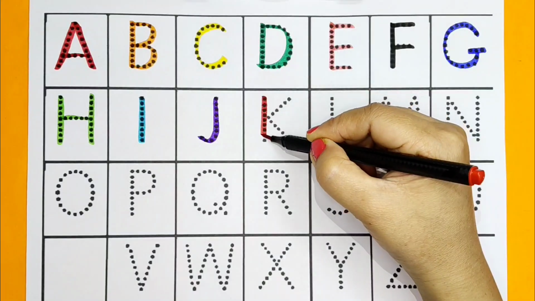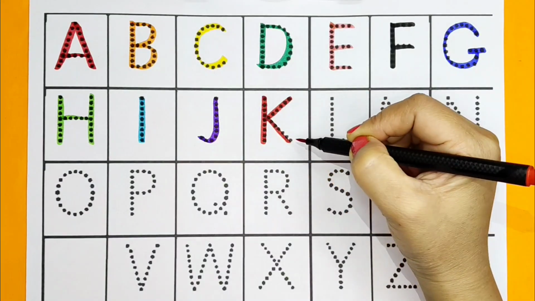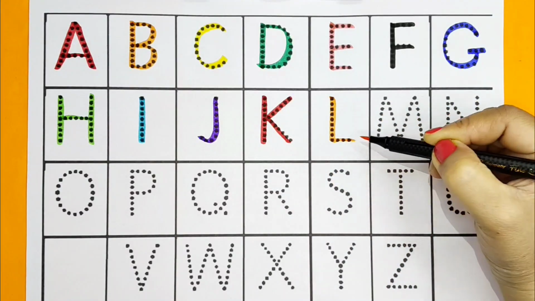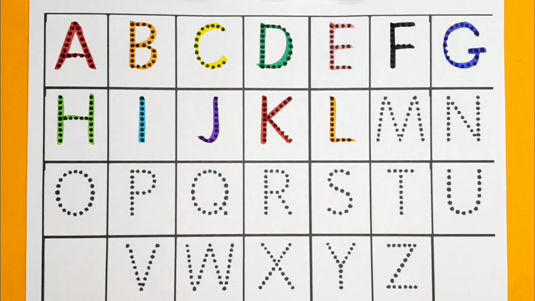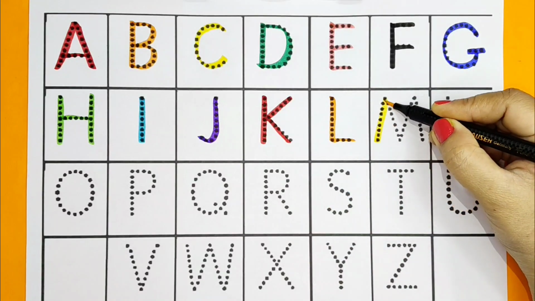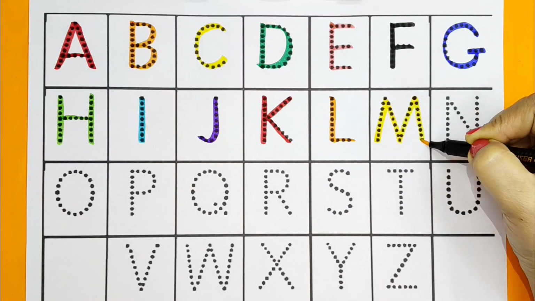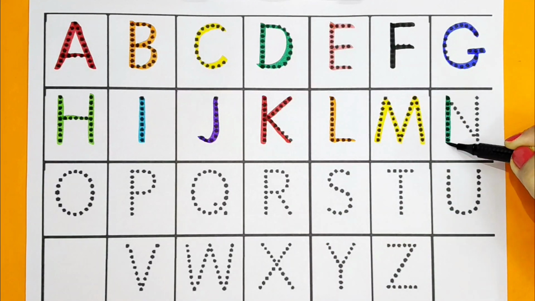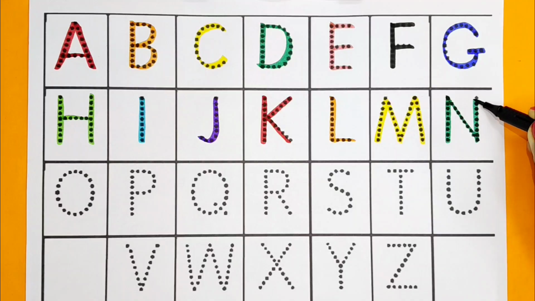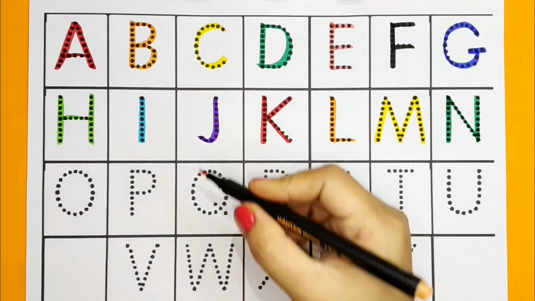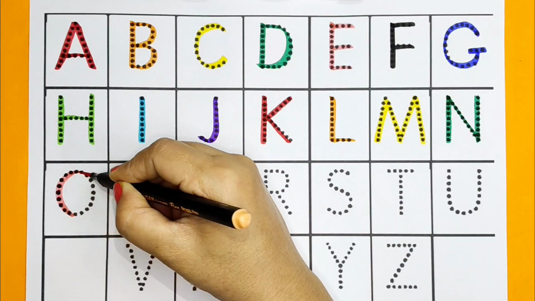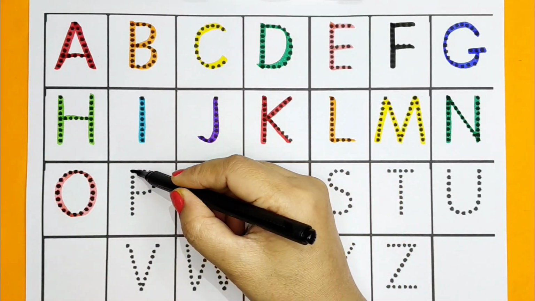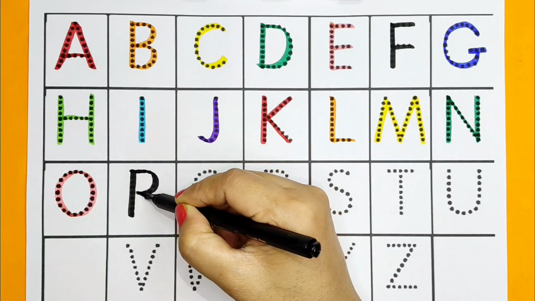Red color K. K for kite. Orange color L. L for lemon. Yellow color M. M for mango. Dark green color N. N for nose. Peace pink color O. O for orange. Black color P. P for panda.